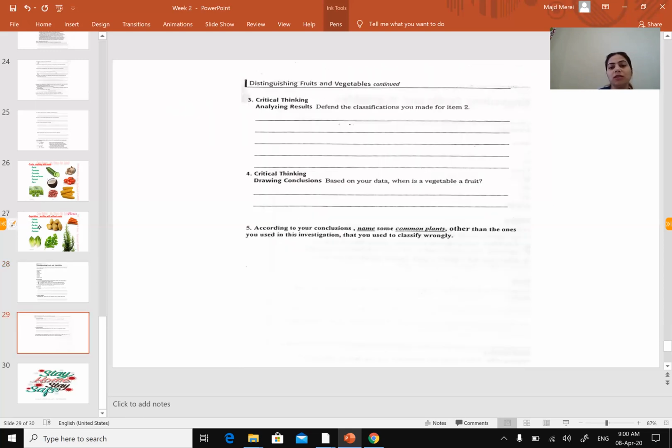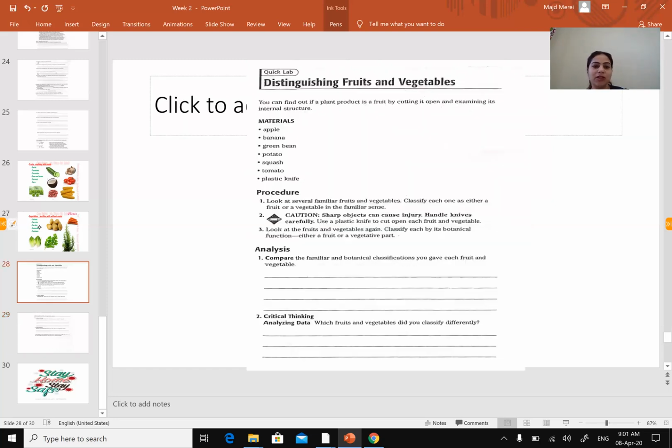Based on your data, when is a vegetable a fruit? When it contains seeds. Then you can add other examples other than the examples that you have in the previous page. So simply to distinguish between fruits and vegetables, fruits have seeds, vegetables are without seeds.